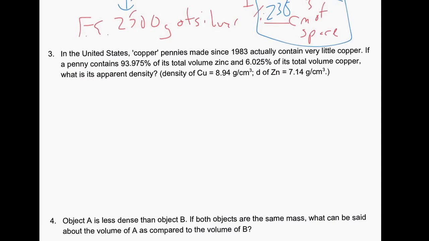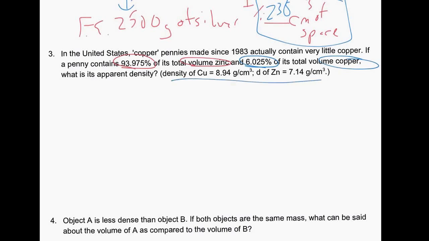In the United States, copper pennies made since 1983 actually contain very little copper. If a penny contains 0.975% of its total volume zinc, let me just underline that, and then the other percent is actually copper, what is the apparent density? So they want to know, here are the two densities of those two metals. Now we got a little bit of work we got to do in order to figure out all the rest. All right?